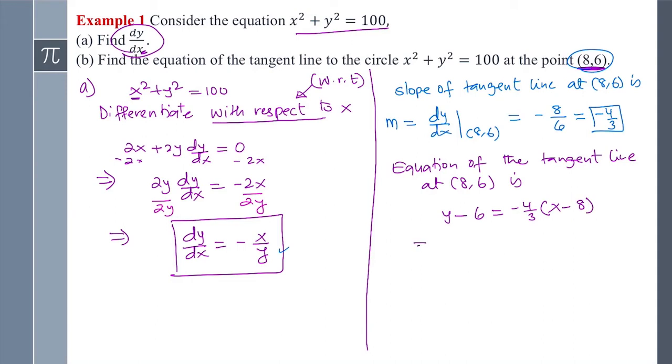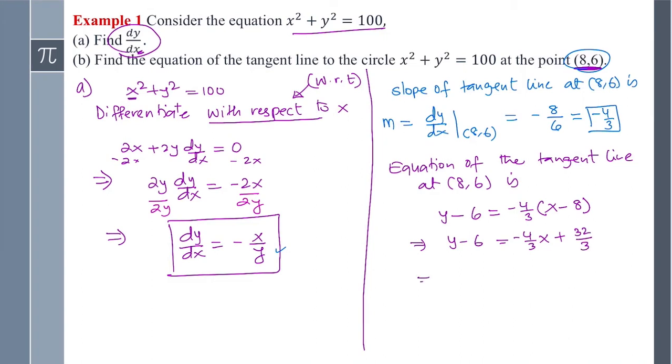Now let's go ahead and simplify this. Y minus 6 equals negative 4/3 x plus 32 over 3. Okay, now if we add 6 on both sides, we get y equals negative 4/3 x plus 50 over 3. And that is the equation of the tangent line to that circle at (8, 6).